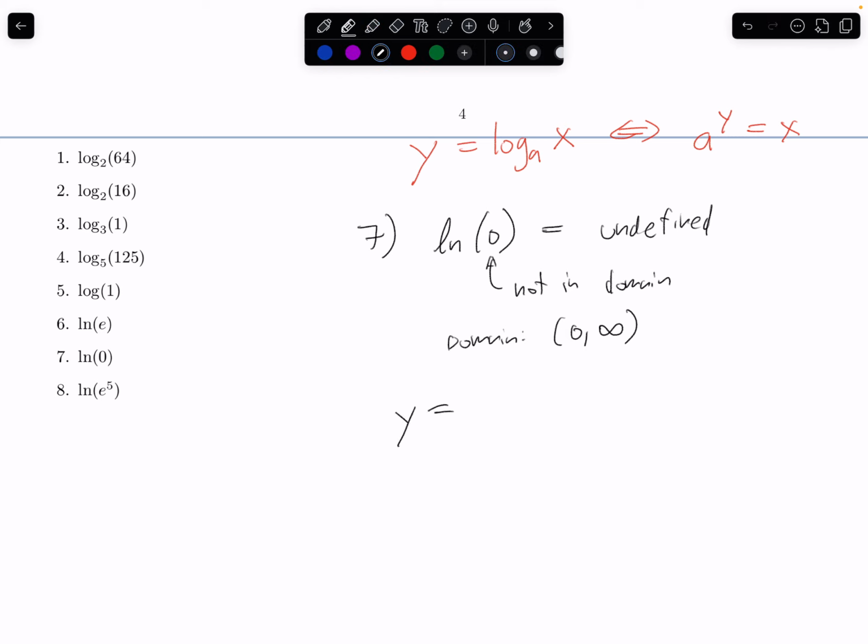Why is that? Well, let's take a moment here to examine this a little bit. Let's say y equals ln of 0, right? What does that mean? Well, ln means log base e of 0, right? Okay, so that's saying that e to the y is equal to 0, but what possible exponent could I take that would give me 0? There's nothing. You could get very close to 0 by choosing a big negative number, but you would never actually reach 0.